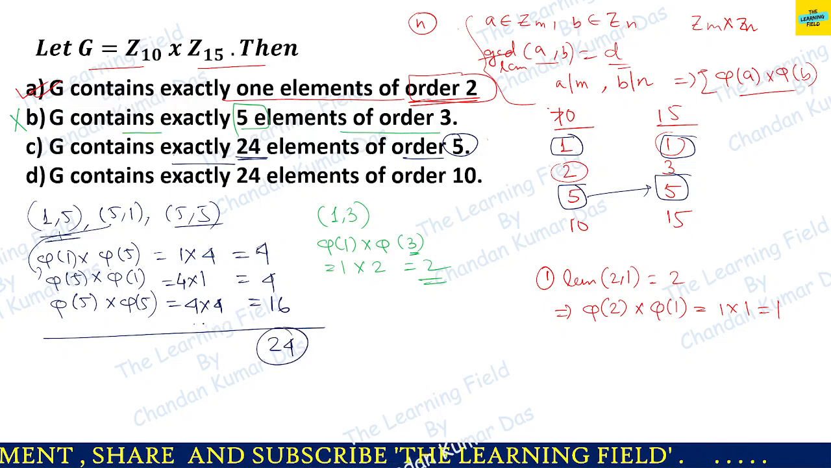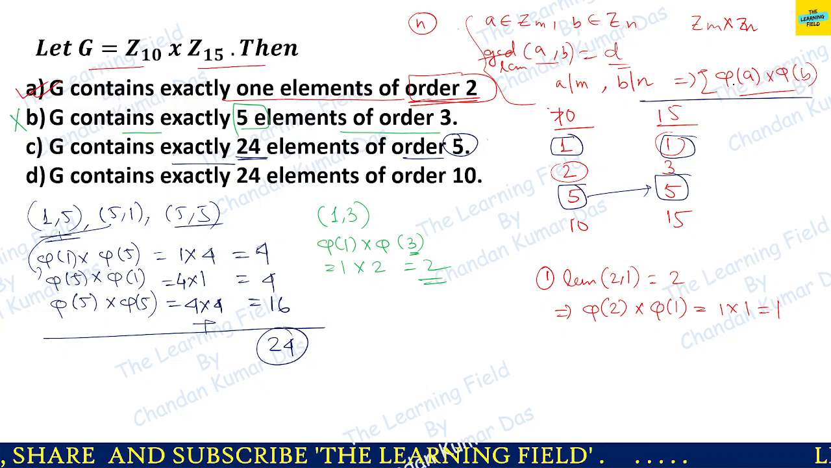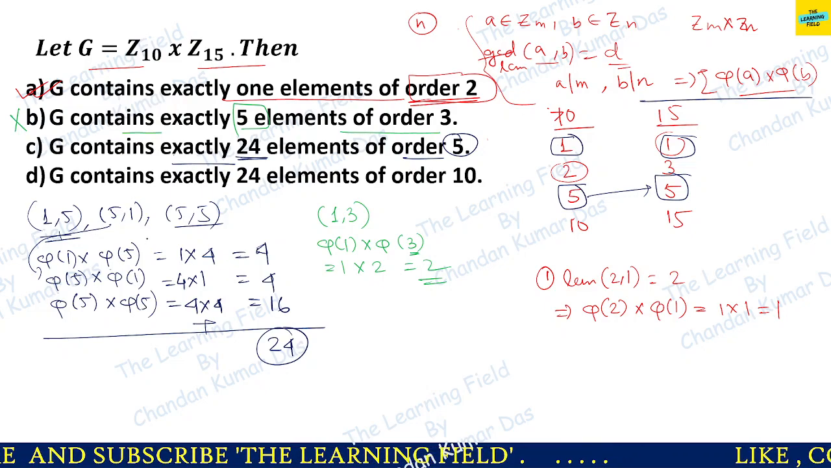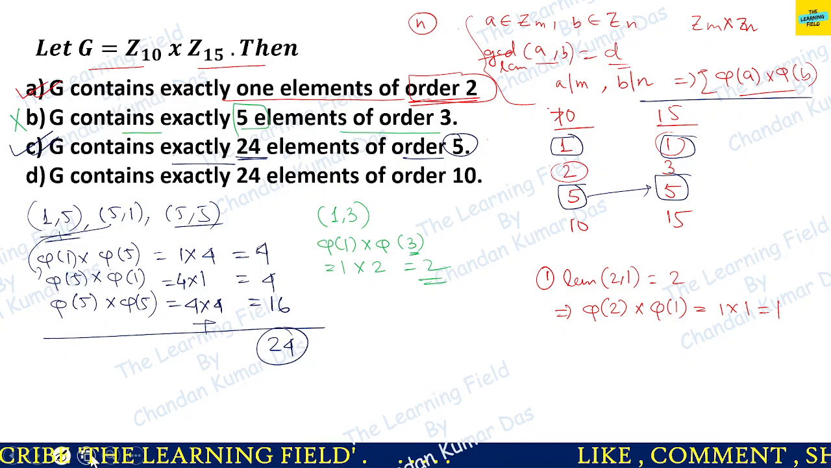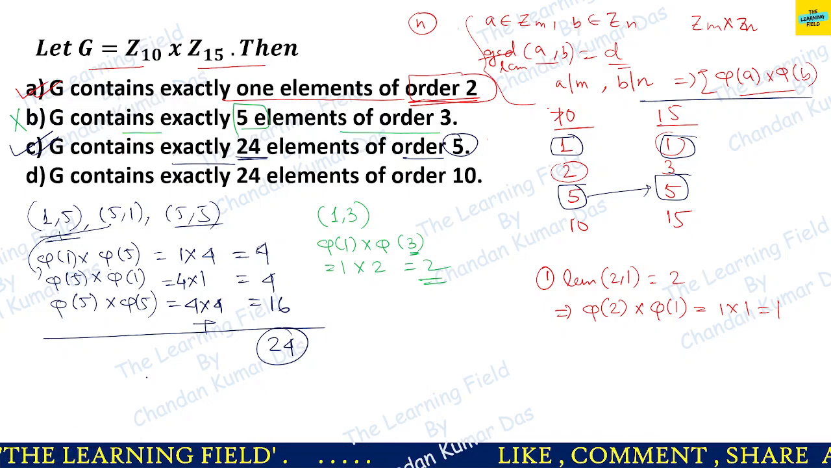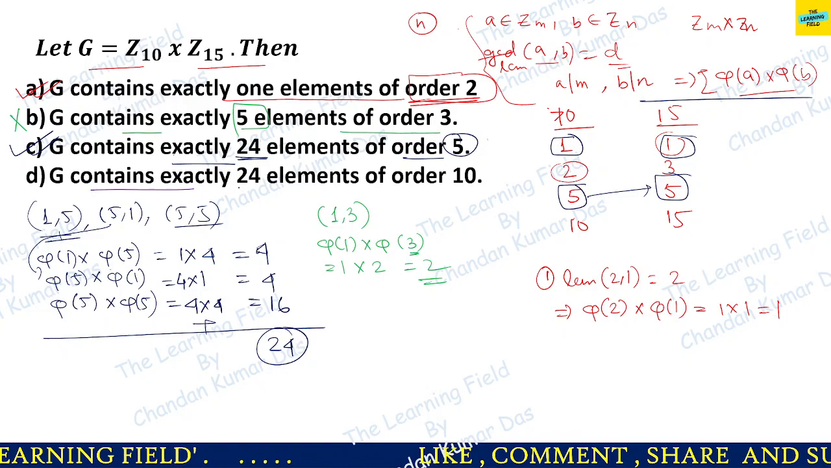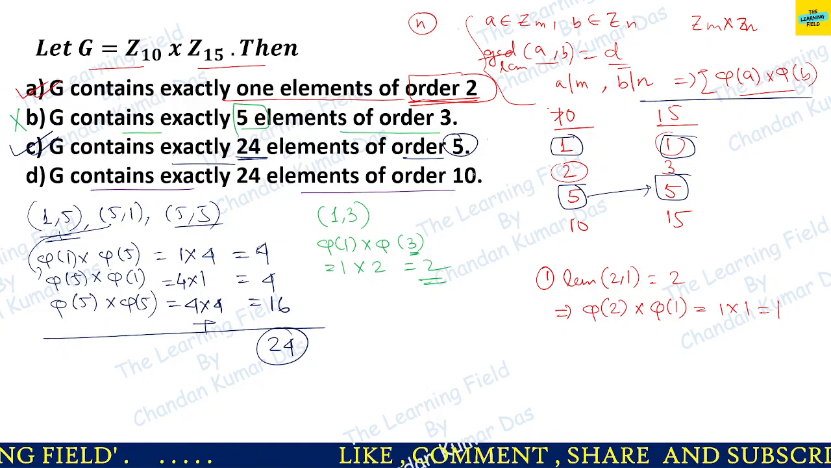Okay, the sum of these elements, as I already said in the theory, is the summation of phi a into phi b. Okay, so this option is true. Now for option D, what does it say? G contains exactly 24 elements of order 10.